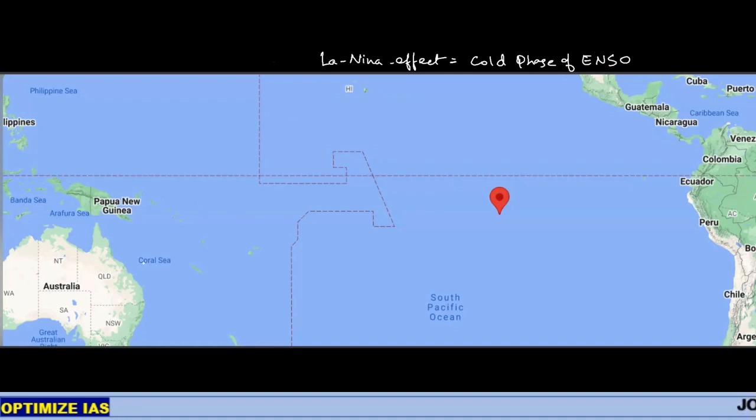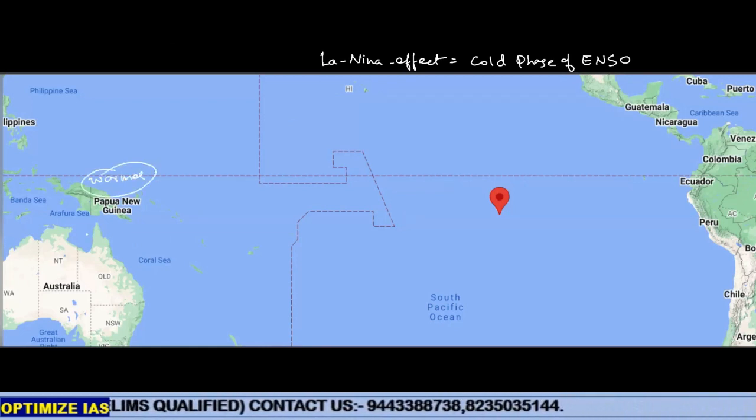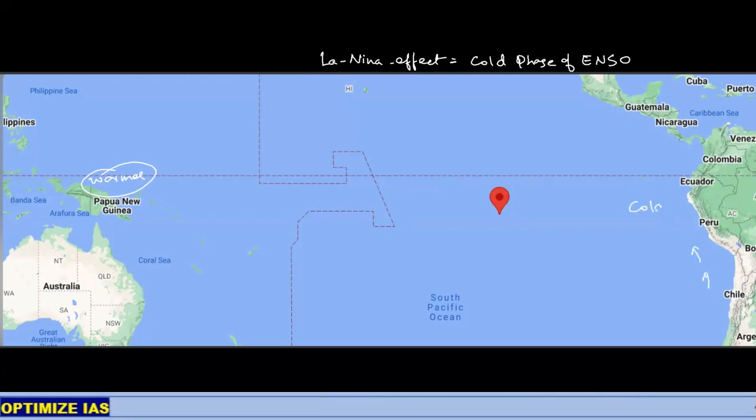So the warm waters of Australia become more warm, warmer than the normal condition. And on this part of the Peru coast, cold waters are there and become colder. So the difference between colder and warmer waters will be more.